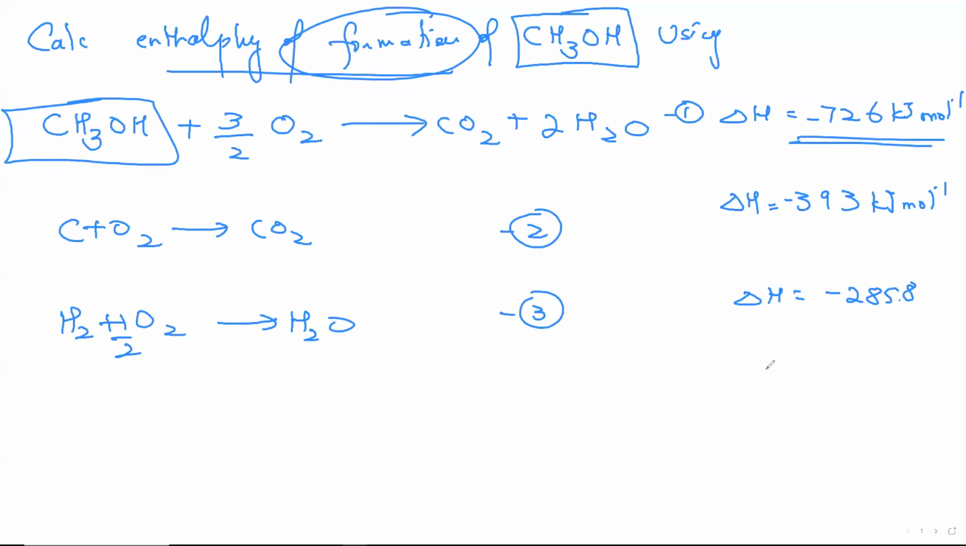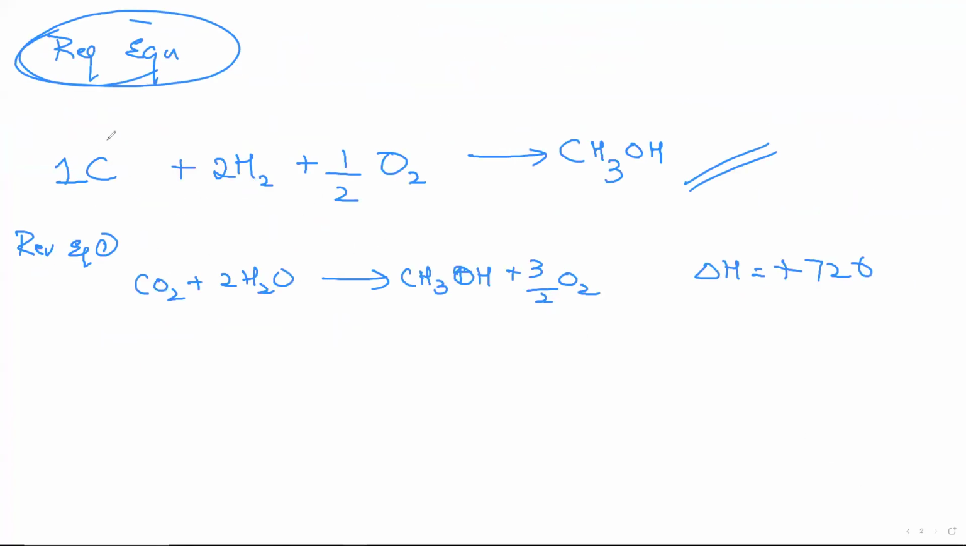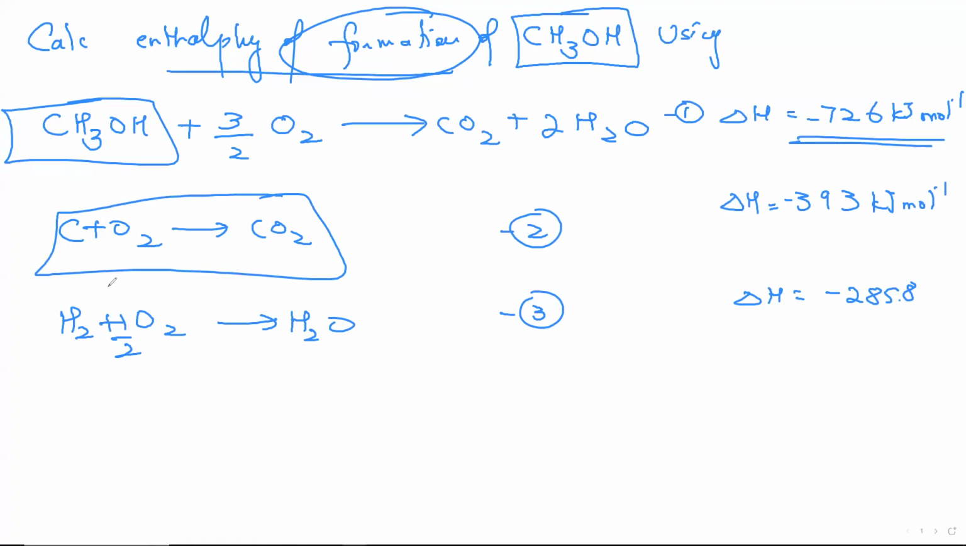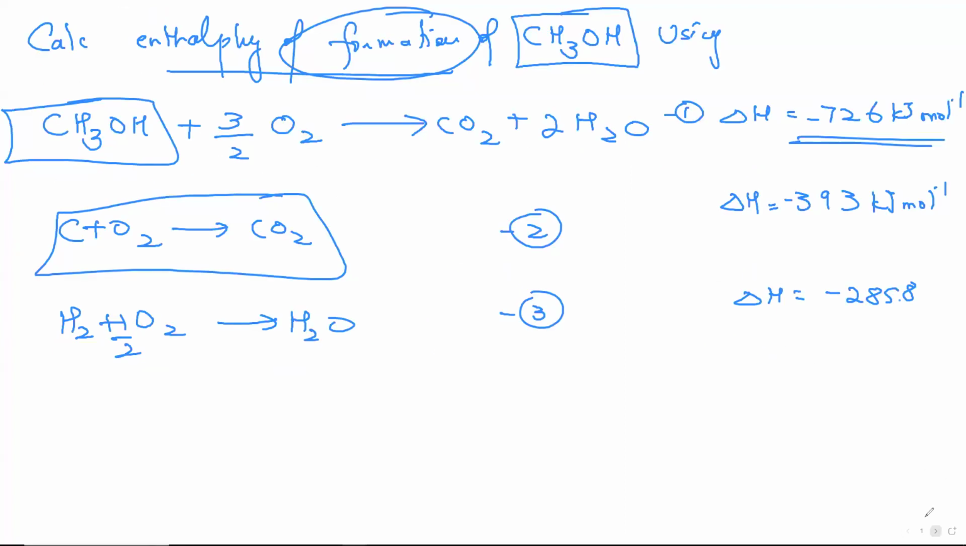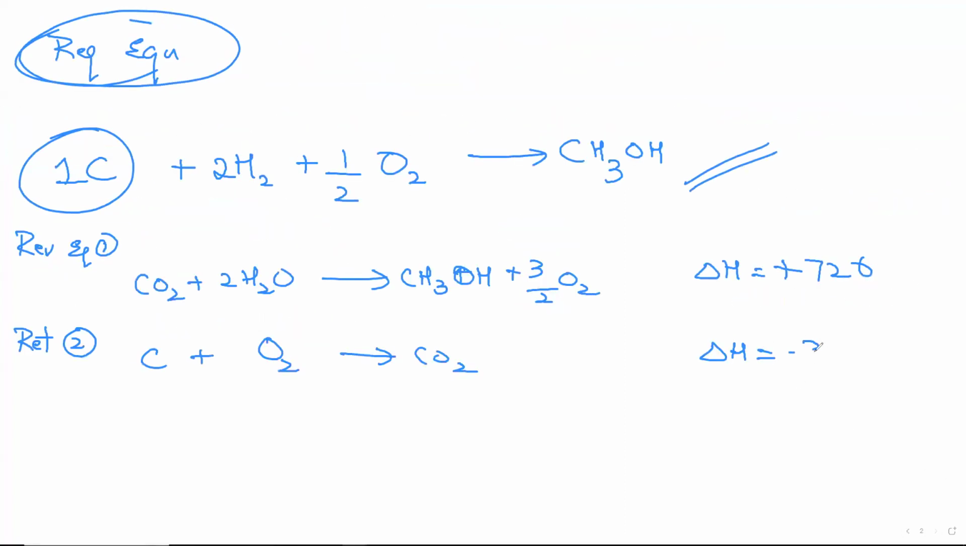Now I go back. In the second equation, what is my requirement according to my logic? My logic wants C. It is there. Should I reverse it? No. Write it as it is. So retaining it, copy that same thing. C plus, what does it say? O2 gives you CO2. Now, since I retained it, I retain my sign also. Minus 393. Okay, cool.